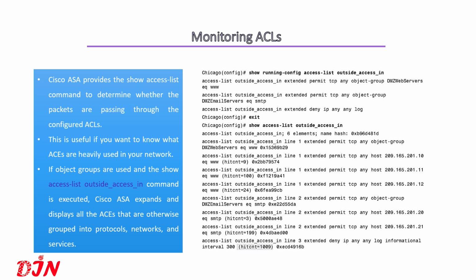If object groups are used and the show access-list outside_access_in command is executed, Cisco ASA expands and displays all the ACEs that are otherwise grouped into protocols, networks, and services. As shown in this example, the security appliance processed 1009 packets in the 6th ACE, where the packets were denied and logged by the ACE.